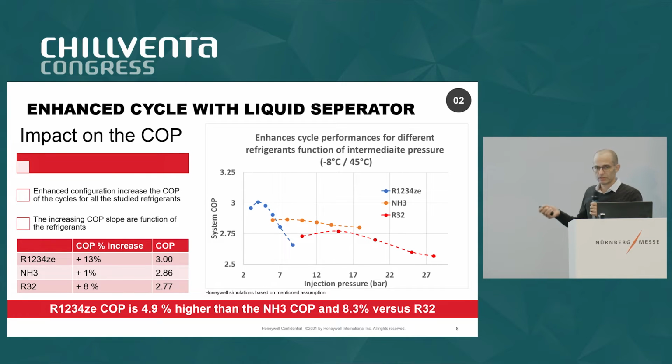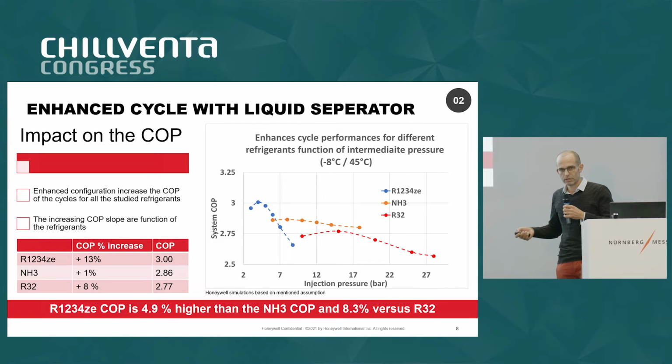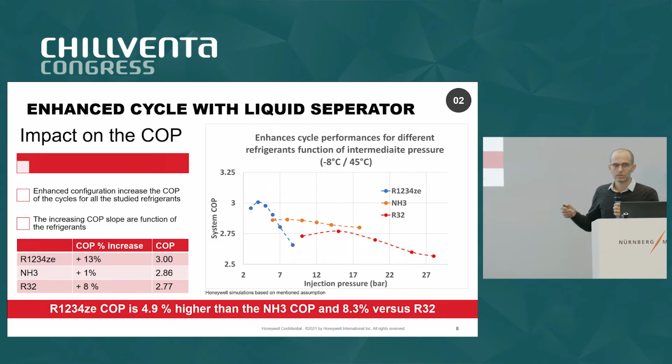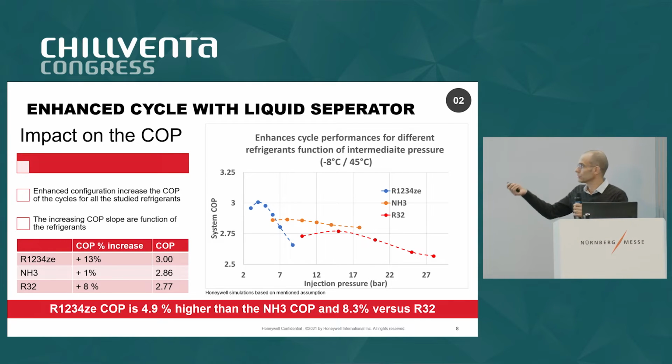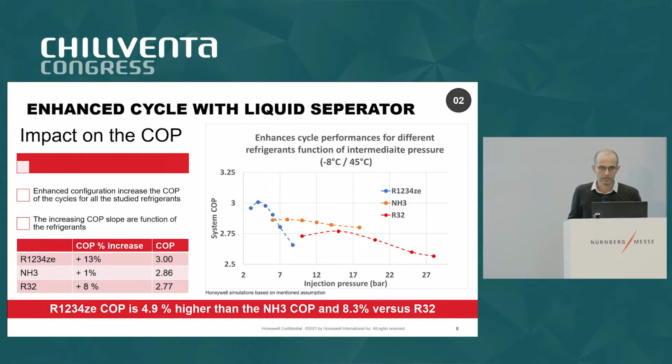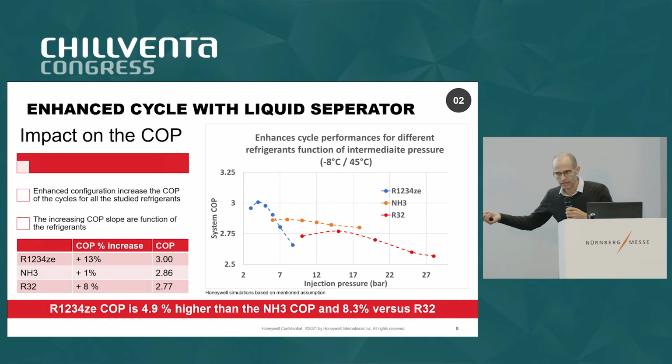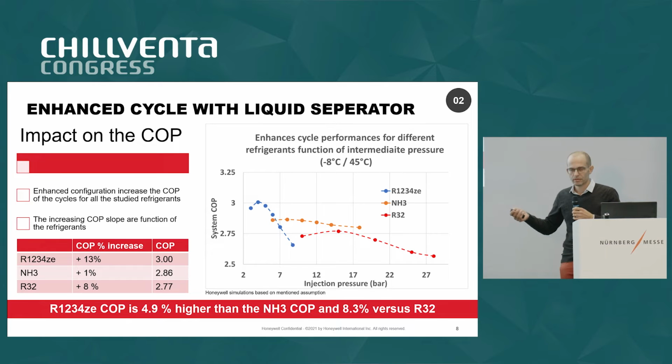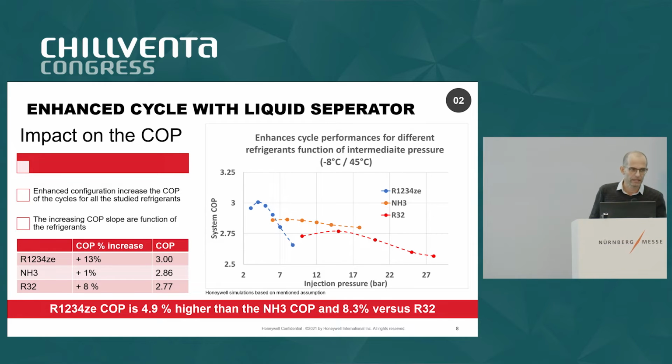So by using the same system, same conditions, same performance, the result is not the same. Solstice ZE shows a big advantage versus the 2 other refrigerants, and we get plus 13%. And by using this cycle, if we compare ZE versus ammonia, we have plus 5%, it's 4.9% higher performance versus the ammonia system.